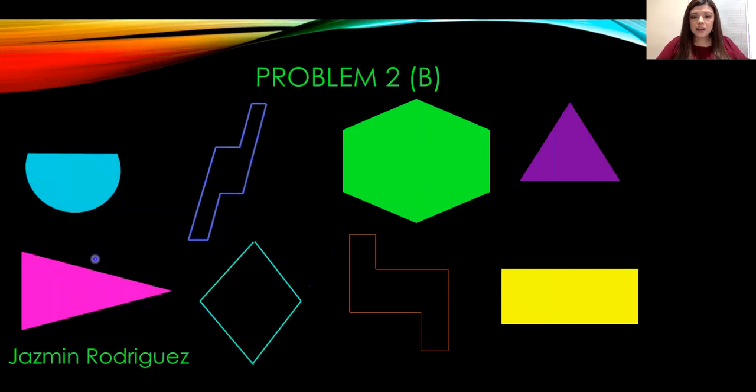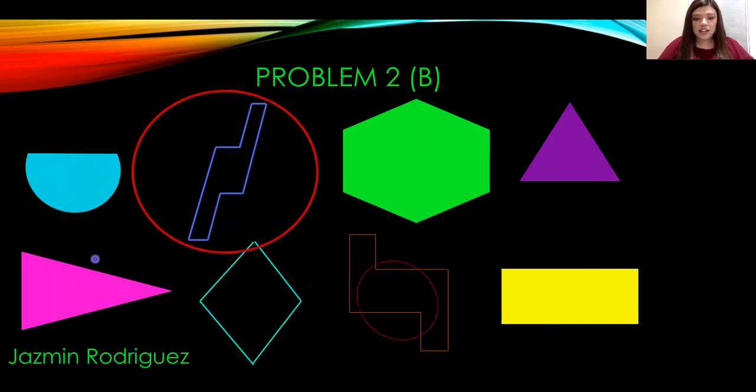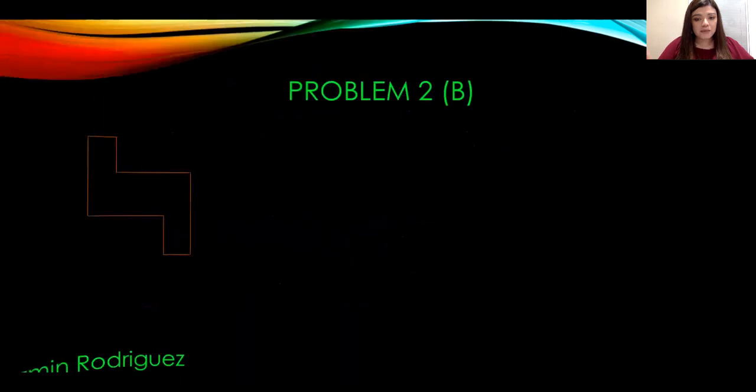Okay, and for the second part, we are once again given this set of shapes, and they want us to determine which of these shapes have rotational symmetry, but no reflection symmetry. So we are going to go ahead and tell you that these are going to be the shapes.